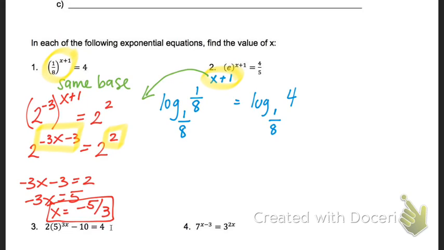And what is log base 1/8 of 1/8? Like when they have the same base in term, what happens to it? It's just 1. So it essentially cancels. So I'm left with x plus 1 equals log base 1/8 of 4. Now, I can evaluate this one.